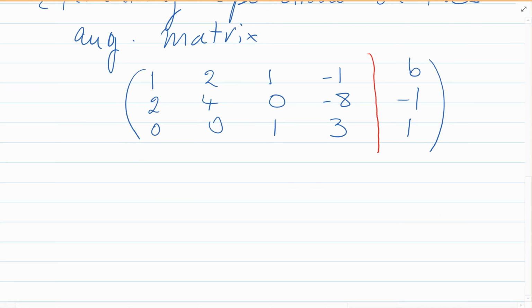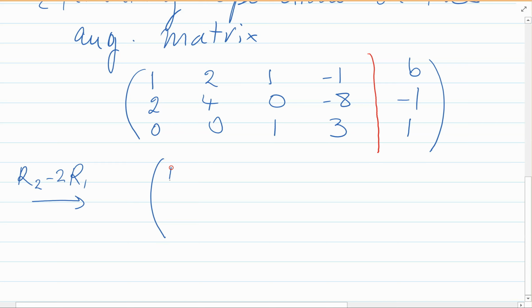So the first one, let us get rid of the 2 using the 1. I'm sorry, not the 2 and 4, the 2 using the 1. Okay, the first element there. So what we are going to do is R2 minus 2 R1. Okay, so we're going to take the second row minus 2 times the first row.